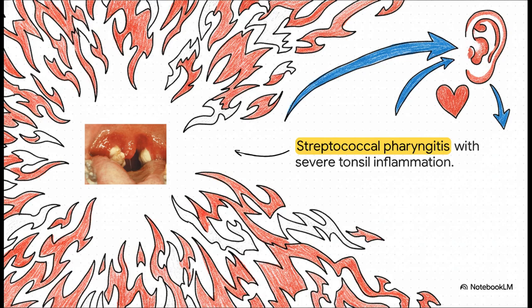If you miss this and it goes untreated, S. pyogenes doesn't just hang out in the throat. It can travel up to the middle ear, or, much worse, it can trigger severe secondary autoimmune complications like rheumatic fever, which can cause permanent, lifelong damage to the patient's heart valves.